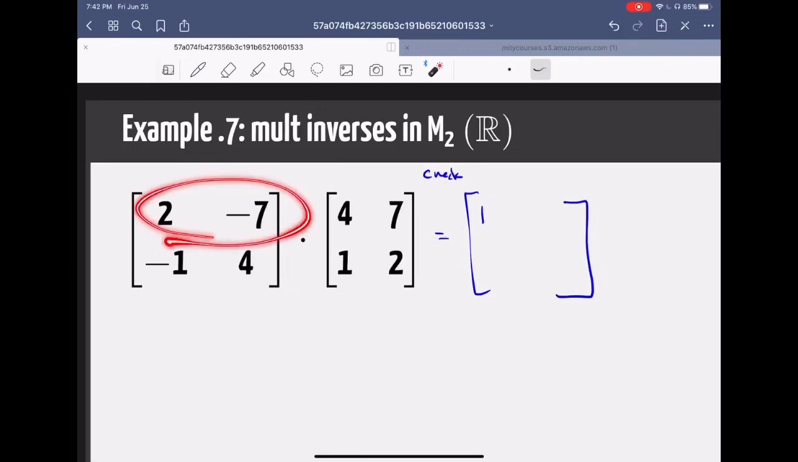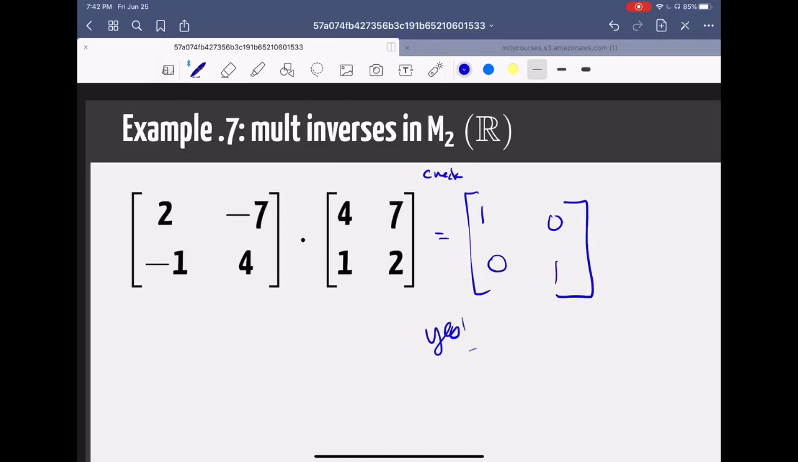Then we'll do this row times that column. 7 times 2, that's 14, and then the negative, that gives you 0, and so on and so forth. And these are indeed inverses of each other. So the answer is yes, these are multiplicative inverses. If this guy's called A, then that one is called A inverse, sometimes written like this, A with a negative 1. And we say that A times A inverse is equal to the identity.